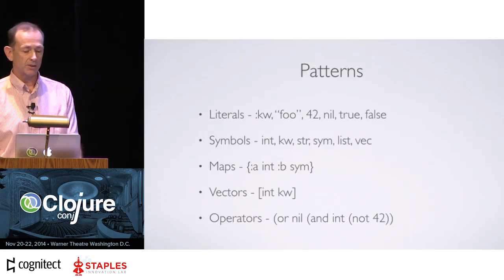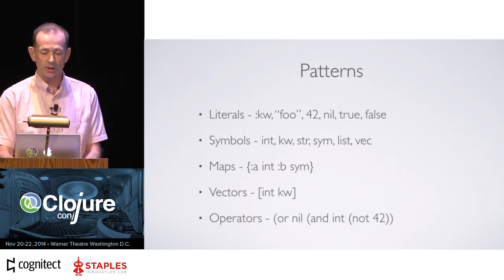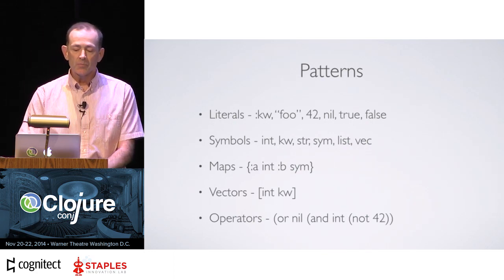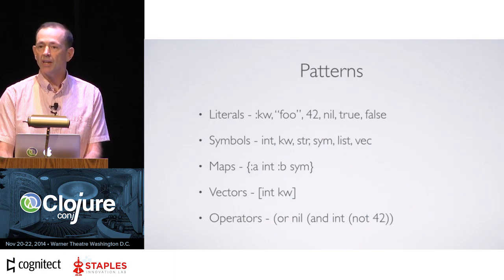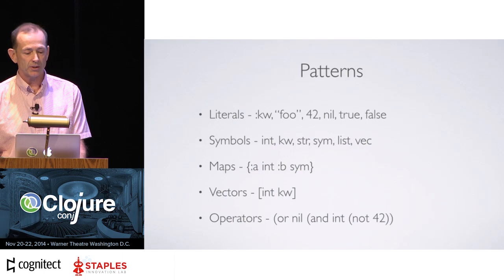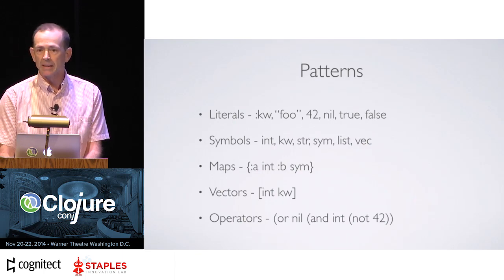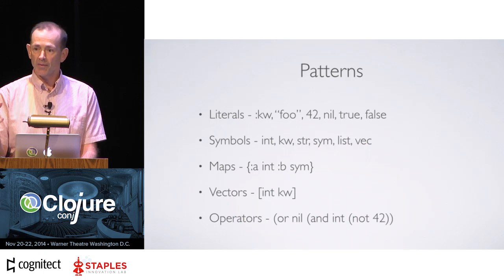So first, let's review some of the patterns that I use in the schema language. All the literals just match themselves: the keywords, strings, numbers, etc. Symbols in a schema pattern are standing for something else, and we're trying to be intuitive, so int stands for an integer, and kw for a keyword, and so on. So you can think of those as mapping to a predicate that tests, is this item that kind of thing.